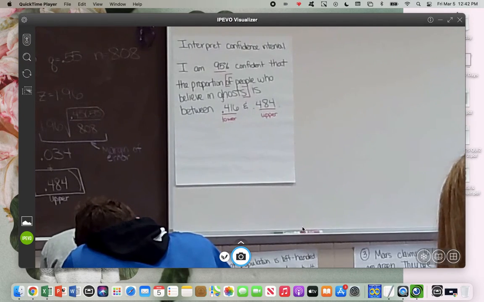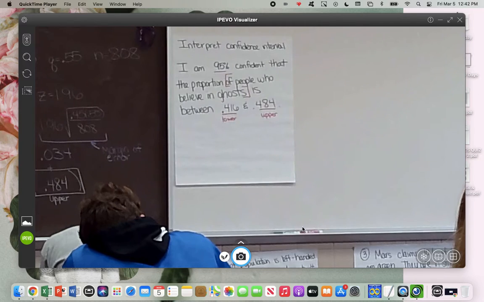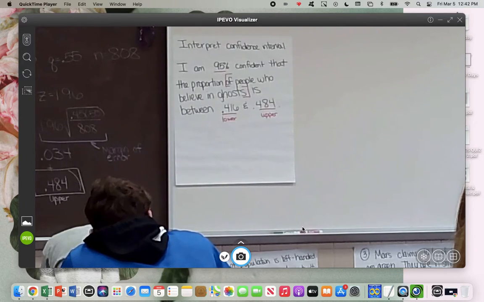So you're just explaining what those two numbers mean. When it says interpret, you're just talking about what your answers mean in the context. And that is it. It's not asking you to do anything else. It's just the numbers that you were given. You're just putting it in. You're explaining that you know what the numbers mean.